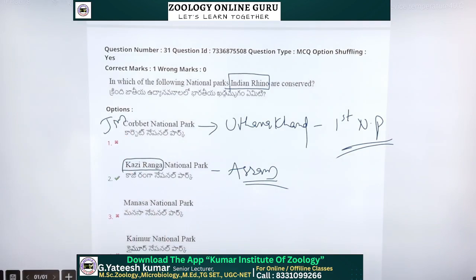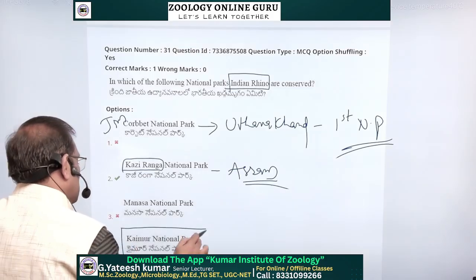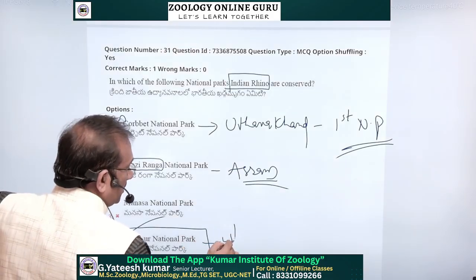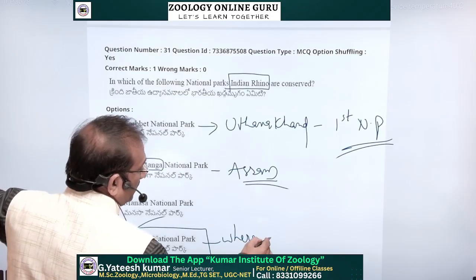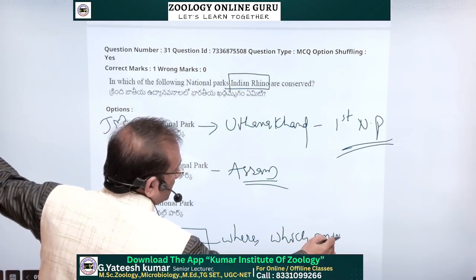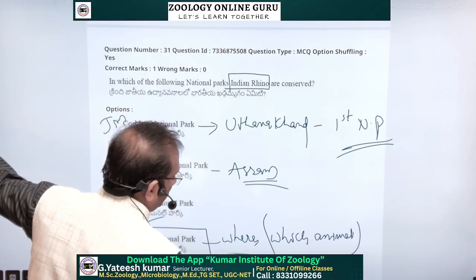Jim Corbett National Park. Manas, Assam, Manas National Park, and Kaimur National Park. Comment where the Kaimur National Park is. If you know the answer about Kaimur National Park, where it is and which animal is present in that park, comment if you know the answer.